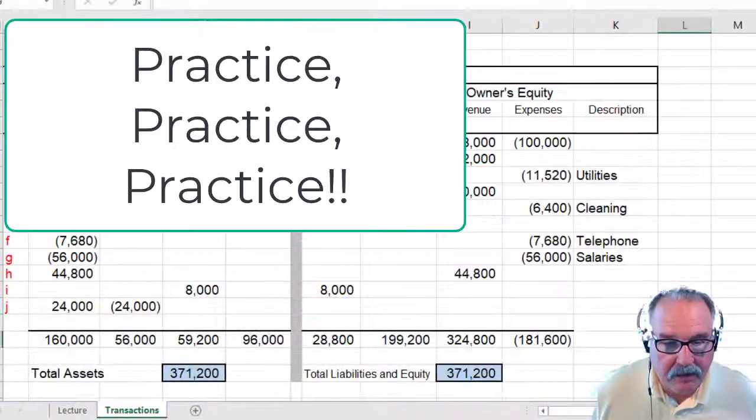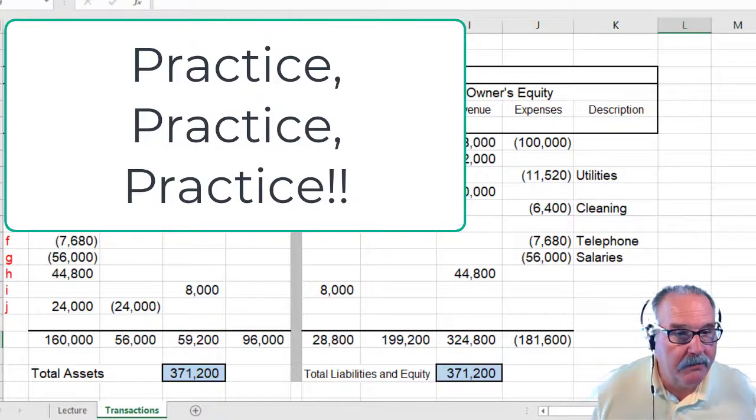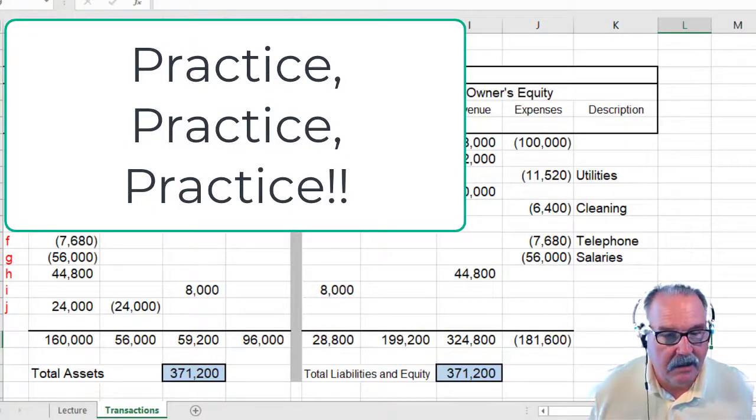You could do this over again if you want, or you can work on problem 2-2A, which is exactly the same with different numbers.